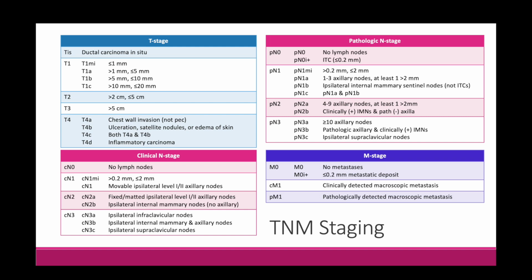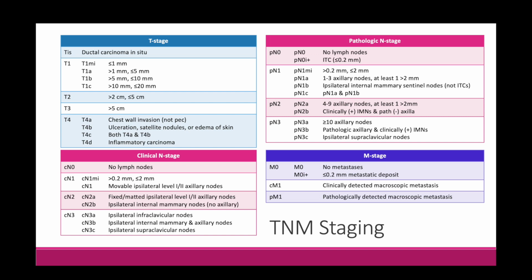So what is that? For pathologic staging, we have N0, which is no lymph nodes, and then there's something called ITCs, or isolated tumor cells. These are spots of cancer that are less than or equal to 0.2 millimeters. So just tiny spots of cancer, really, really microscopic. These are isolated tumor cells, and you would denote that as PN0(i+). Doesn't really change our management in breast cancer. Then we get into PN1, PN2, PN3.